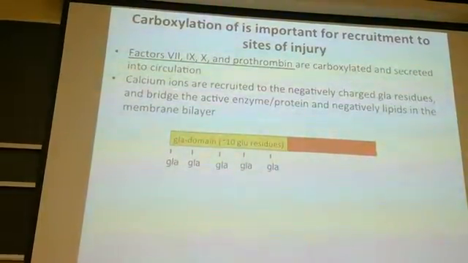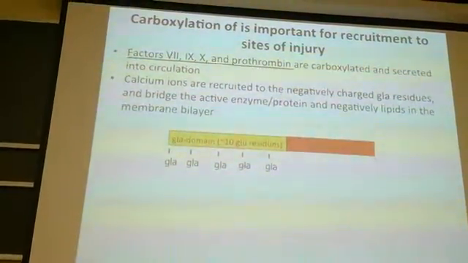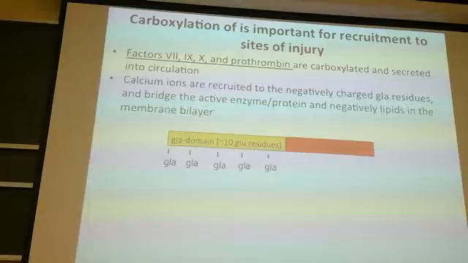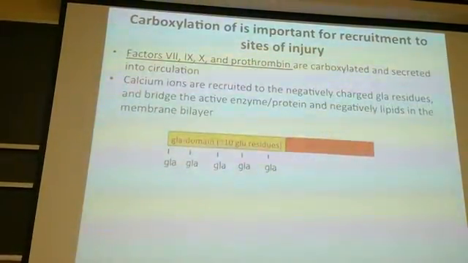What's important is that calcium ions are recruited to the negatively charged carboxyglutamate residues, and this can bridge the activated enzyme or protein with negatively charged lipids that are exposed during a tissue injury. So here is an illustration of one of these factors. We probably have an active domain over here, and then a domain with several glutamate residues that have been converted into these carboxyglutamate residues, right? So they'll have an increased negative charge on them coming from these additional carboxyl groups.